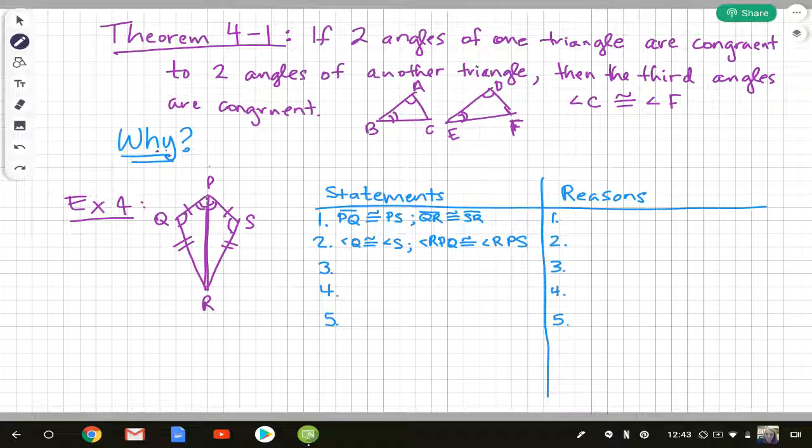So in this picture, I have drawn triangles ABC and EDF, and I have marked that A and D are congruent, and angle B and E are congruent. So this theorem would conclude that since there are two pairs of angles that are congruent, the third pair of angles is congruent. So why is that true? Think about it. Why would that be true?